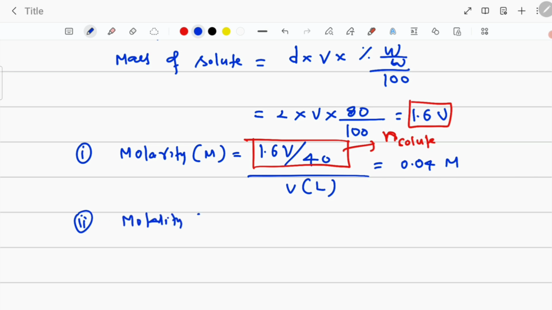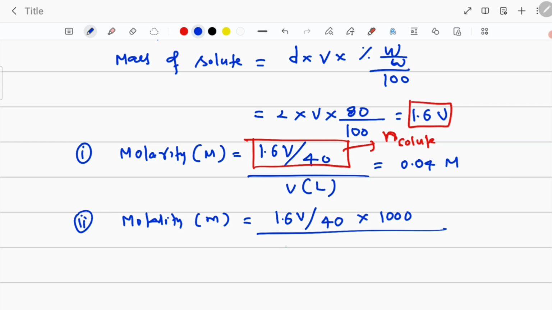Next. Second question, molality we need to calculate. How do we calculate molality here? Molality m is equal to number of moles of solute by weight of solvent in kg. First I am writing 1.6 V by 40, that is as usual the number of moles of solute.